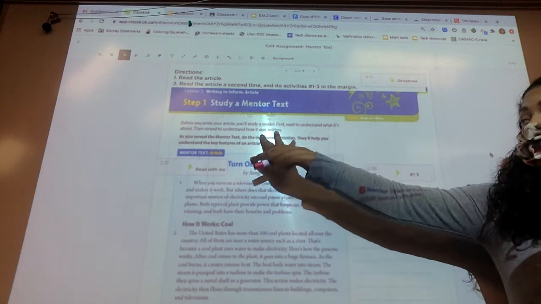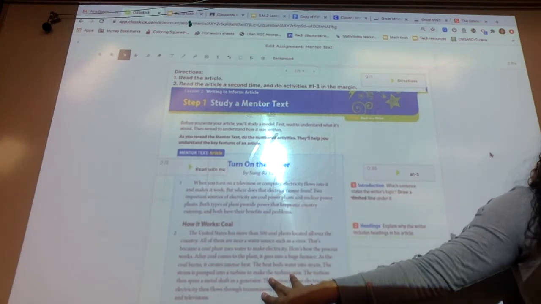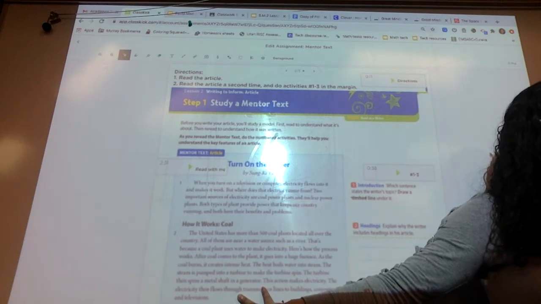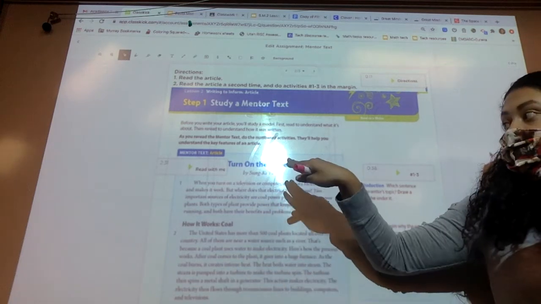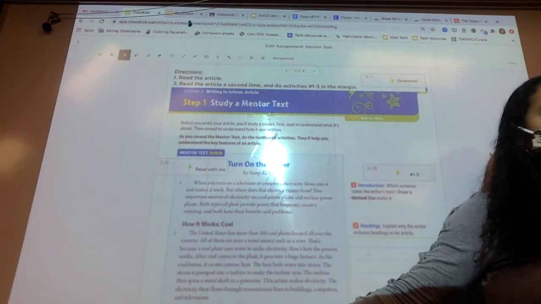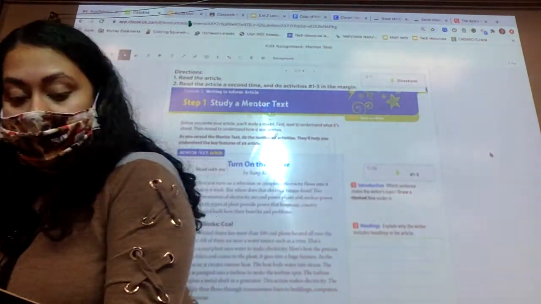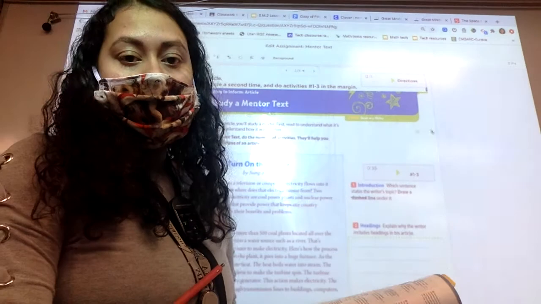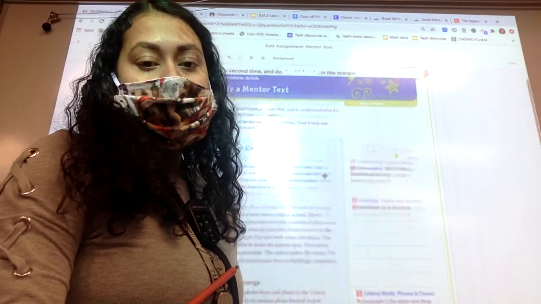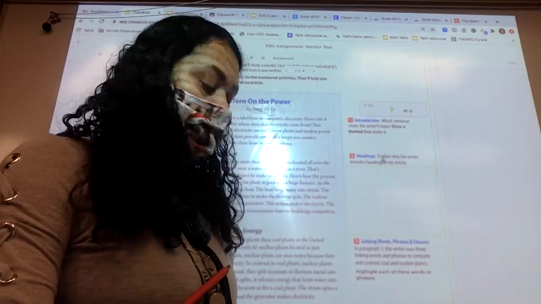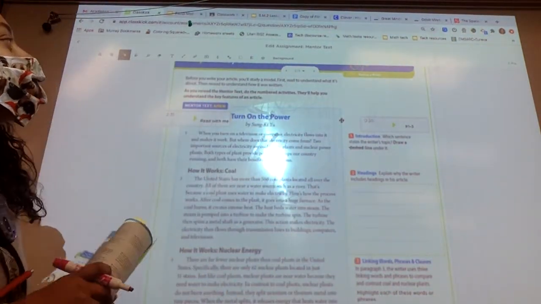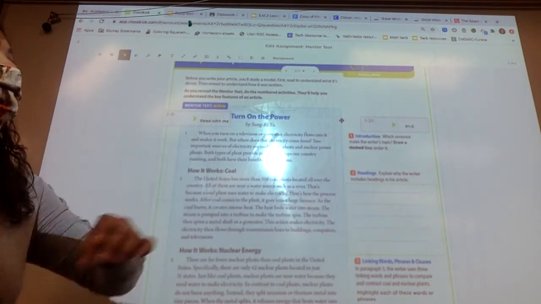We're going to study an informational text. This is similar to what your informational text should look like when you write one, okay? So all the things that are included on here are things that you need to include when you write a whole informational text. So now we're going to read the article, and then we're going to read it a second time, and then do activities 1 through 3 that are on this side right here, okay? Before you write an article, you'll study a model first.